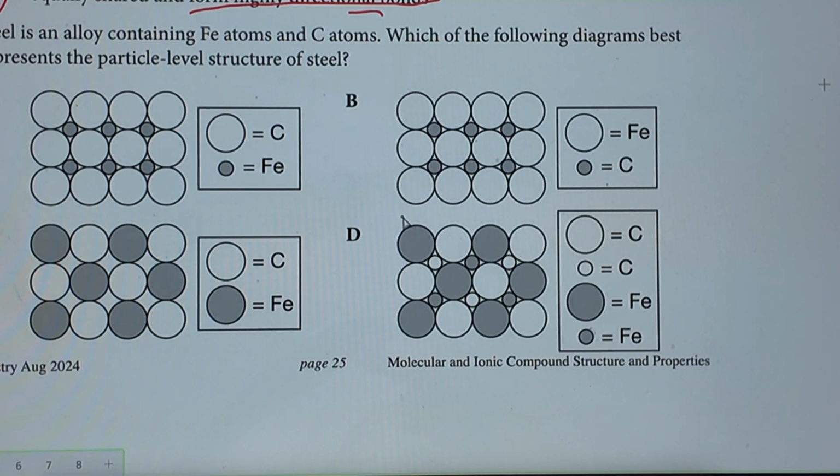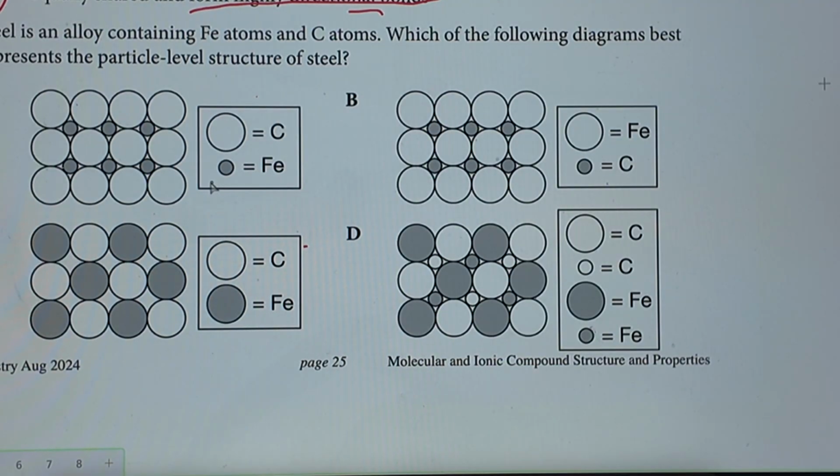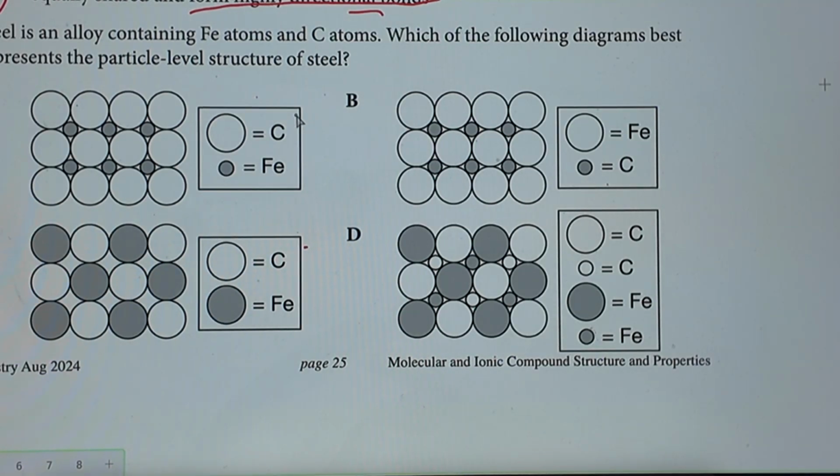Steel is an alloy containing iron and carbon atoms. Which of the following diagrams best represents the particle structure of steel? So now, to my understanding, carbon is a lot smaller than iron on the periodic table. The radius should be much smaller. So this is not real, right? Because carbon has an atomic number of 6. And let me check my periodic table.